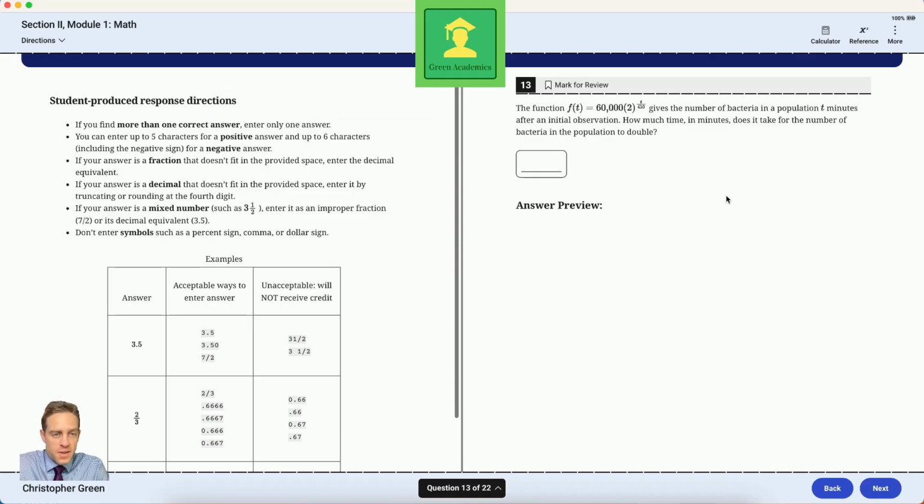That function gives the number of bacteria in a population t minutes after an initial observation. How much time in minutes does it take for the number of bacteria in the population to double? So if you look at the way it's set up, 2 is acting as the multiplier. So to simply multiply by 2 itself, it would be when the entire exponent as a unit is just a 1, because then it would be 60,000 times 2. The answer is simply when t is 410.